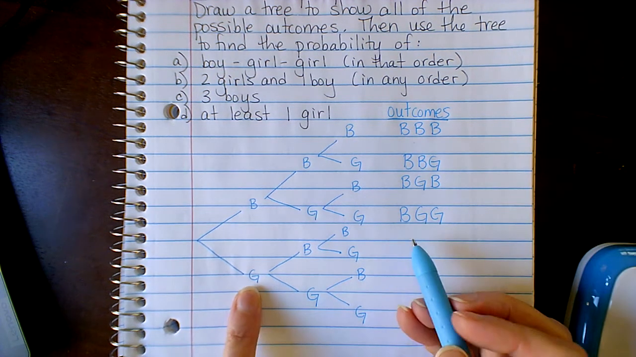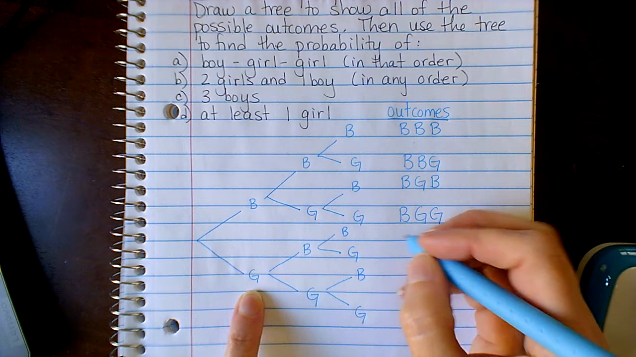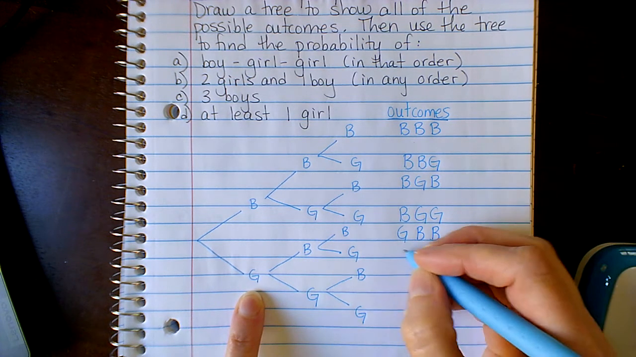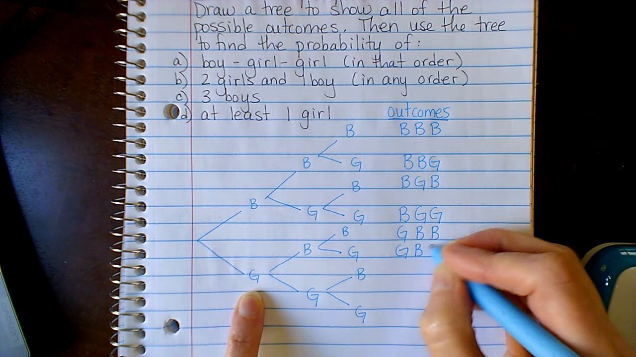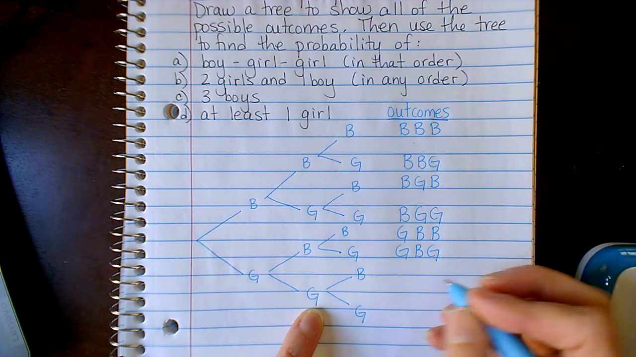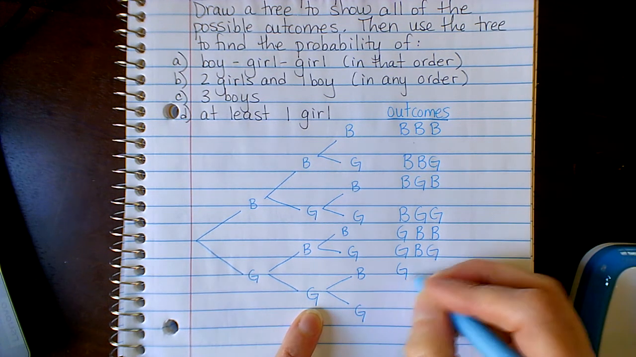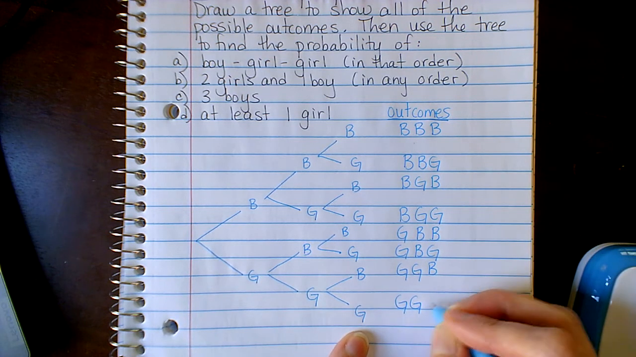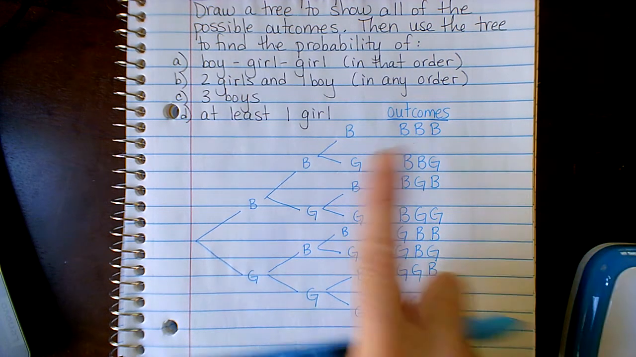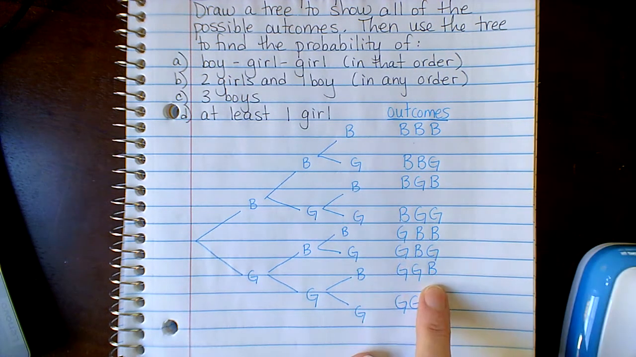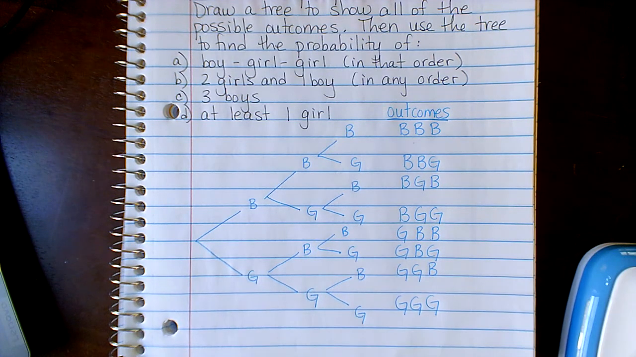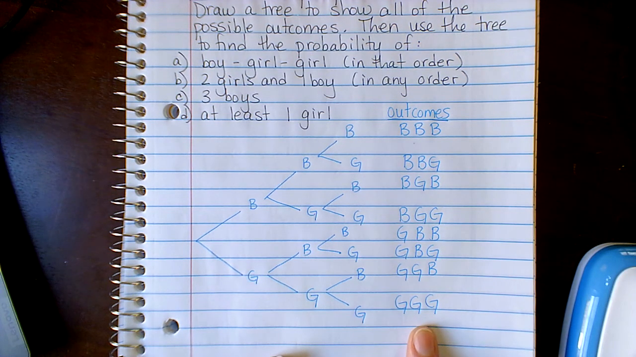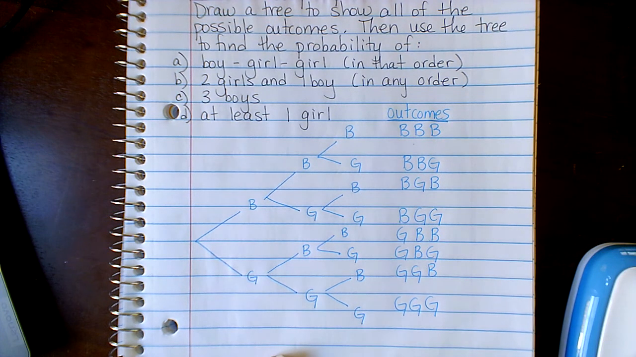All right, now let's follow the girl trail here. Girl, boy, boy. Girl, boy, girl. Girl, girl, boy. And girl, girl, girl. The only reason I'm leaving these spaces is I'm trying to coordinate my outcome with the end of the branch there. So here are the 8 possible outcomes for having 3 children.